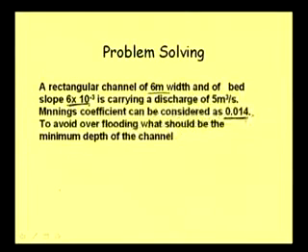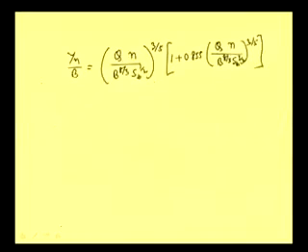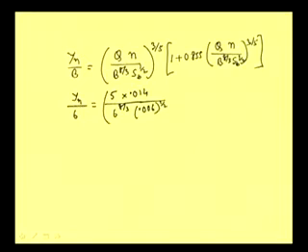So if we take that 6 meter here, then we can write that yn by 6 is equal to Q, given as 5 meter cube per second, and then n value is given as 0.014, 6 to the power 8 by 3. Sb is given as 0.0006, means 6 into 10 to the power minus 4. So we can write it as 0.0006 to the power half, to the power 3 by 5.